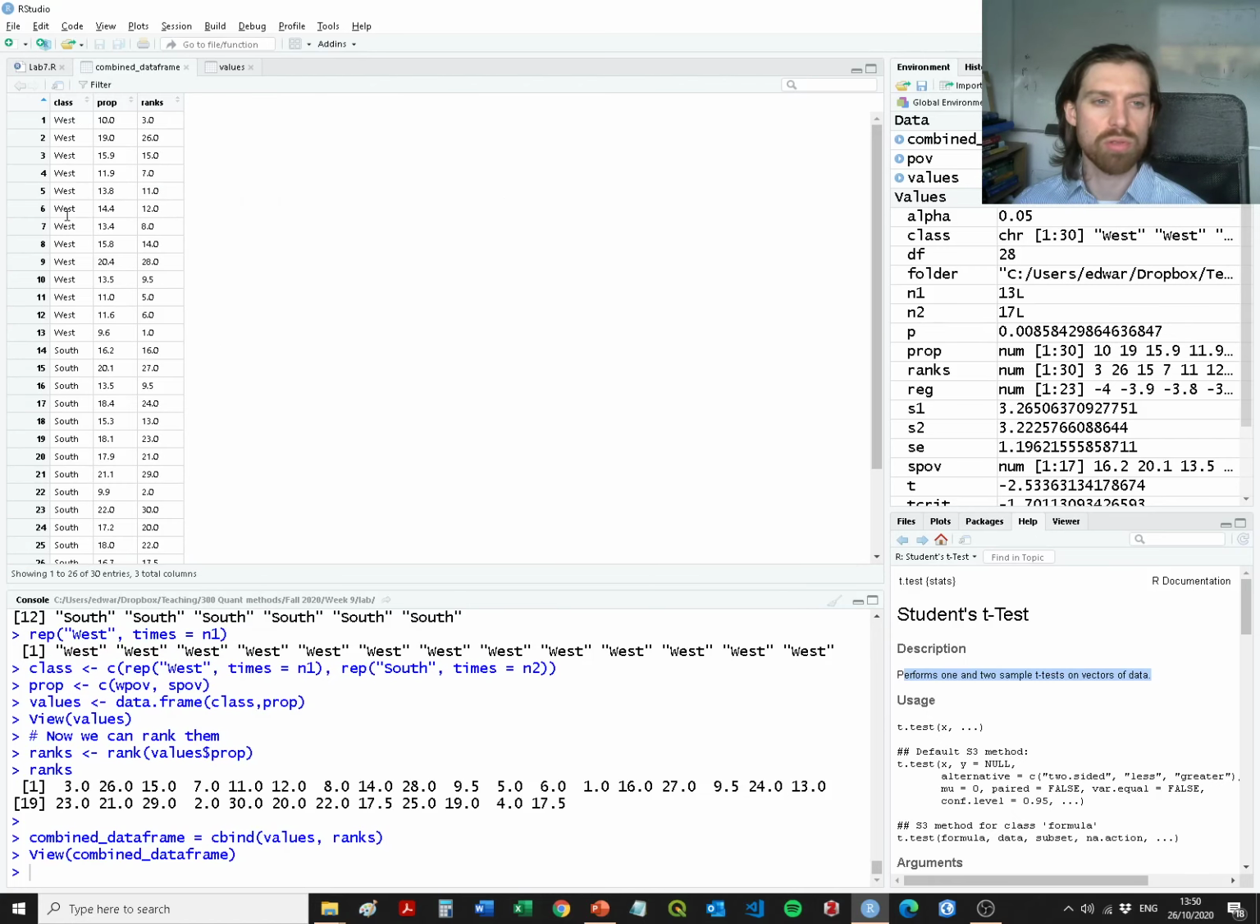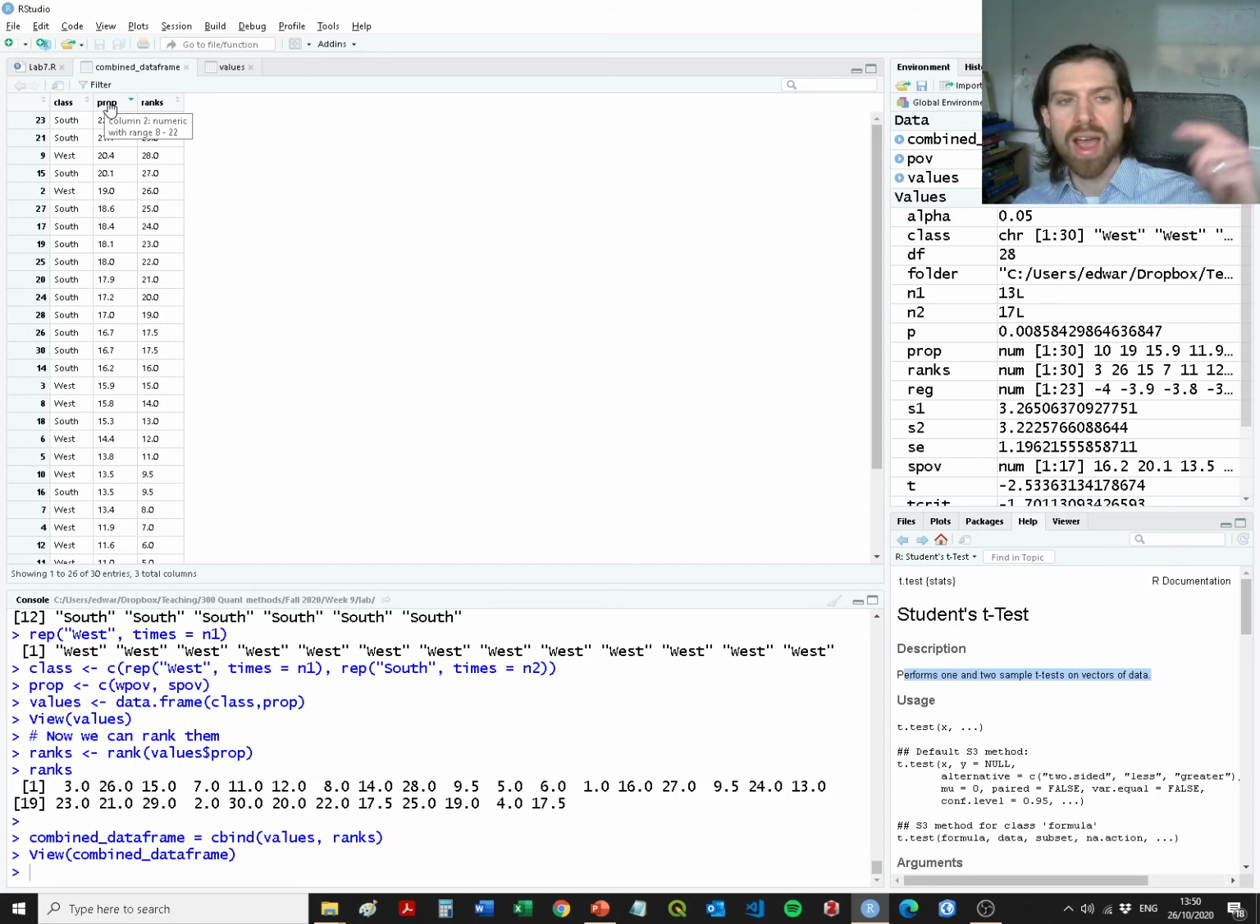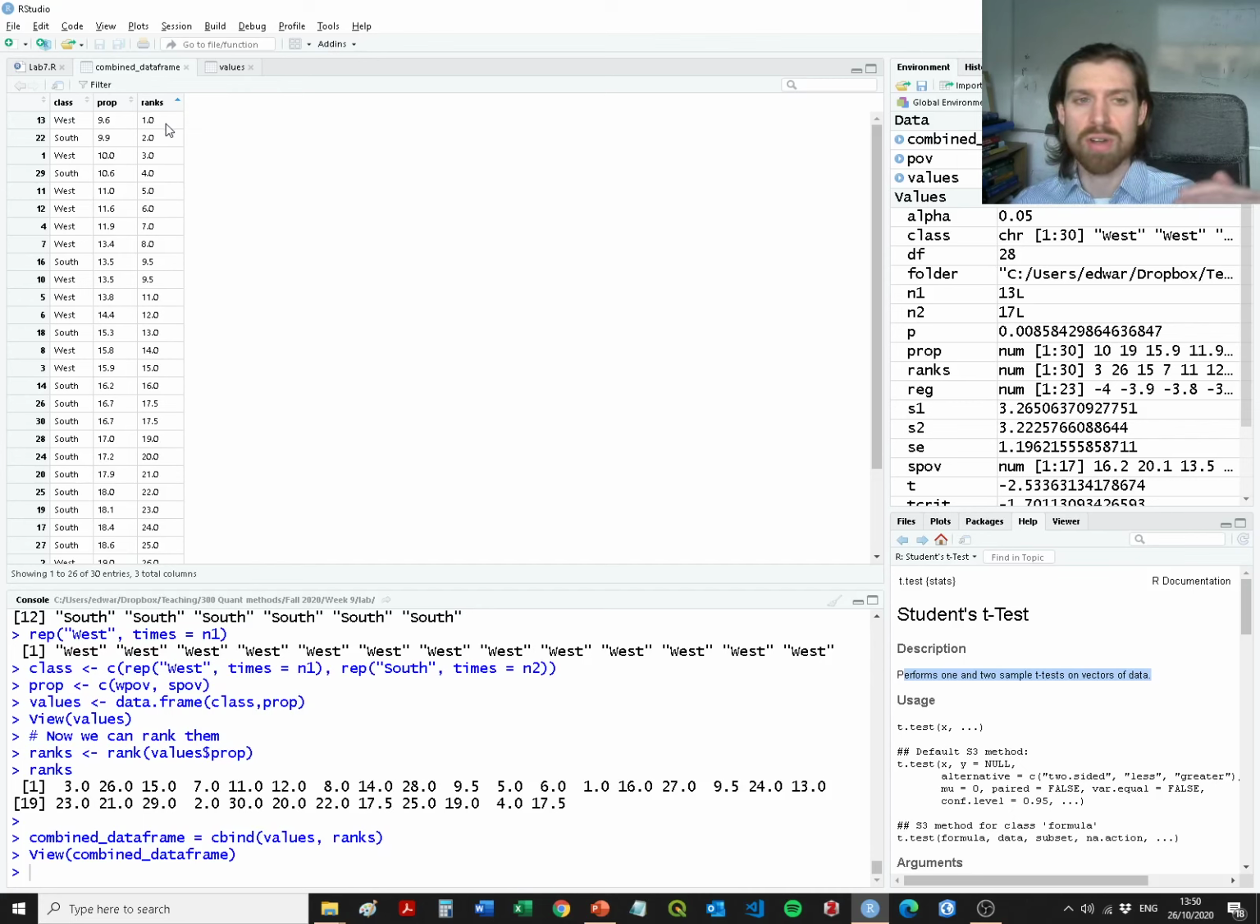So you can see we've got the regional class here, we've got the poverty rate, and then we've got the ranks that have been allocated. If you click on the top of the row, you should be able to rank all of the data depending on which variable you're interested in. Here, if we sort it based on the rank, we can see we go from 1 all the way down to 30 in rank order, and this corresponds with the magnitude of the poverty rate.